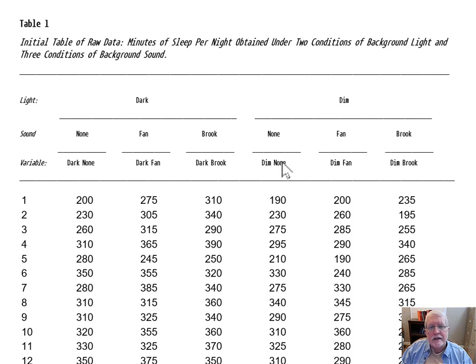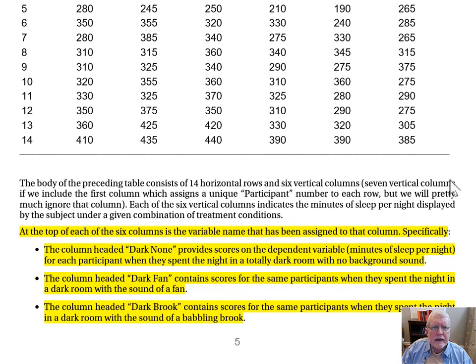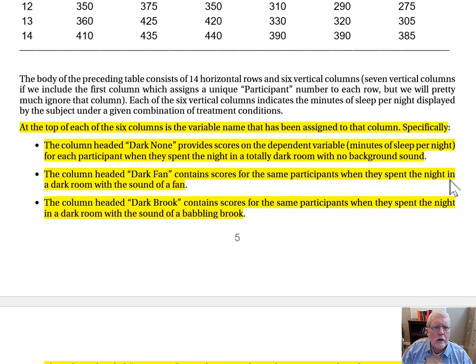Skip over to dim none. This is the minutes of sleep that they got in a dim room with no sound background. When we look at the variable called dim fan, this is the minutes of sleep that they got when they're in a dimly lit room with the sound of a fan in the background. And I will probably put that into black and white below.